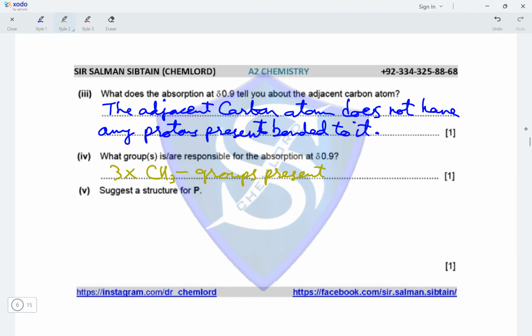And finally, suggest a structure for P. Since we've concluded that there are 3 CH3 groups attached to the same carbon atom, their peak would be a singlet. Now we are left with an OH group, which will be a singlet, and a CH2 group, which will also be a singlet because it is present between an OH group and a carbon atom without any hydrogen on it.